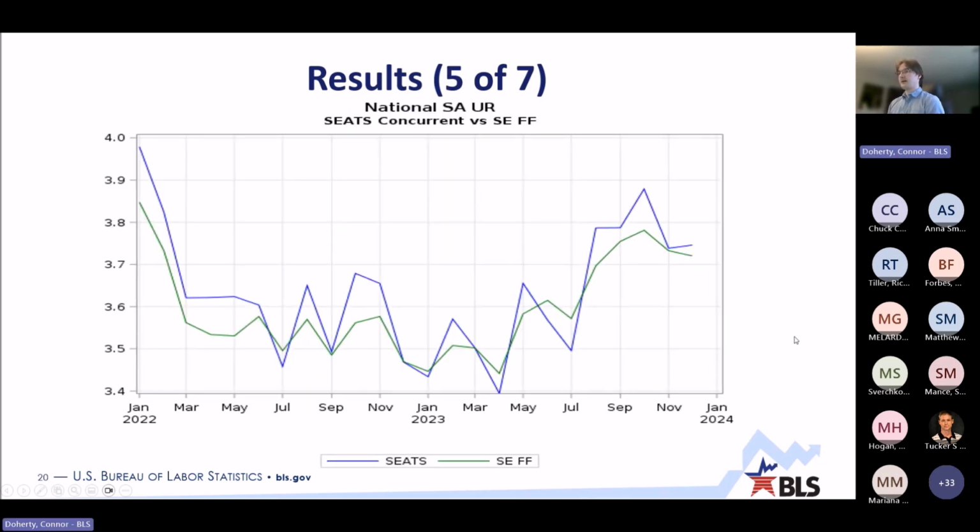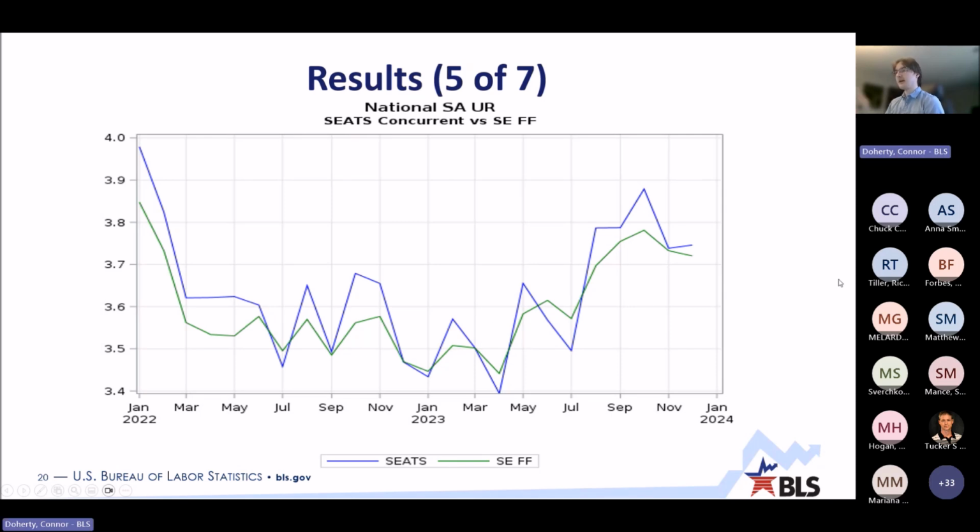Here we've got the national seasonally adjusted unemployment rate, again comparing SEATS in blue to sampling error in green. Here SEATS is the concurrent SEATS, so not the final estimates, and this is the forward filter sampling error. So again, not the final estimates yet. And we can see again the sampling error is a little smoother here. SEATS is a little more noisy.